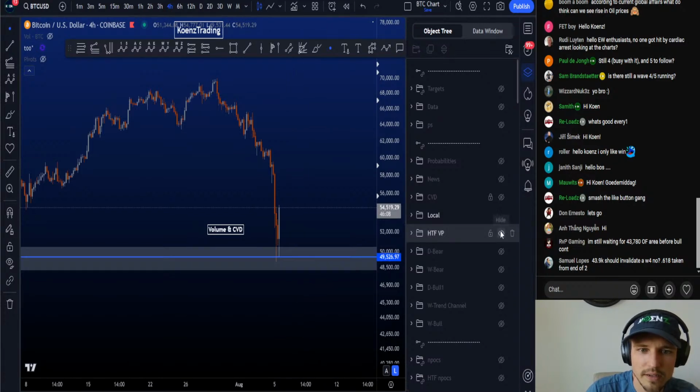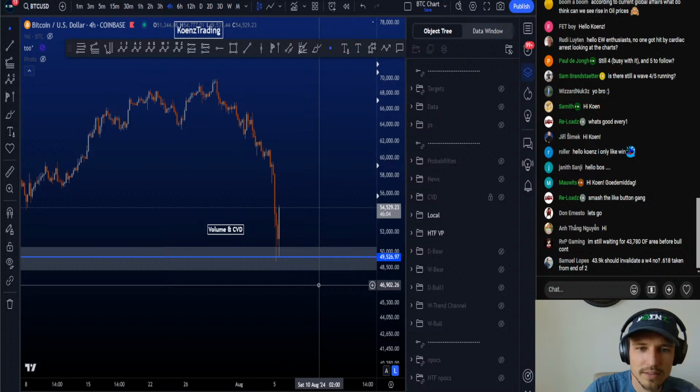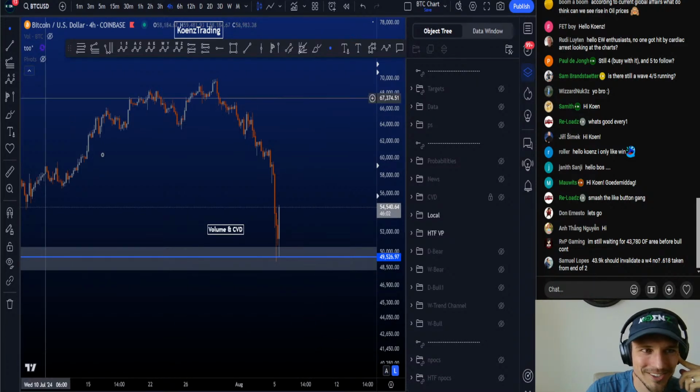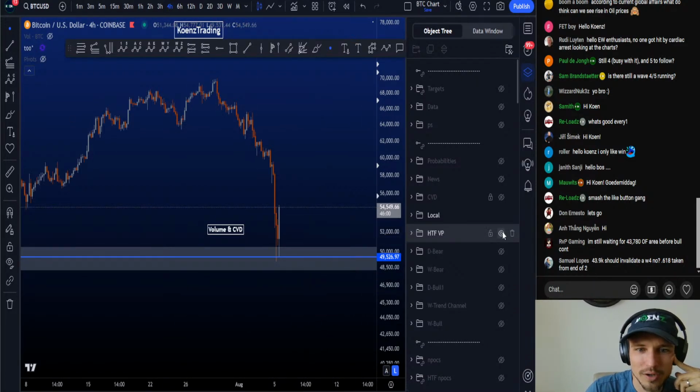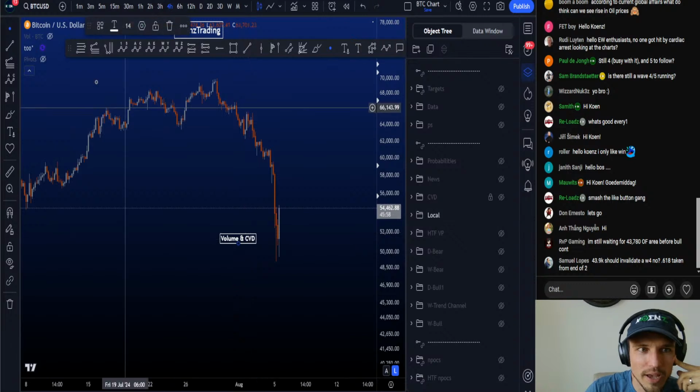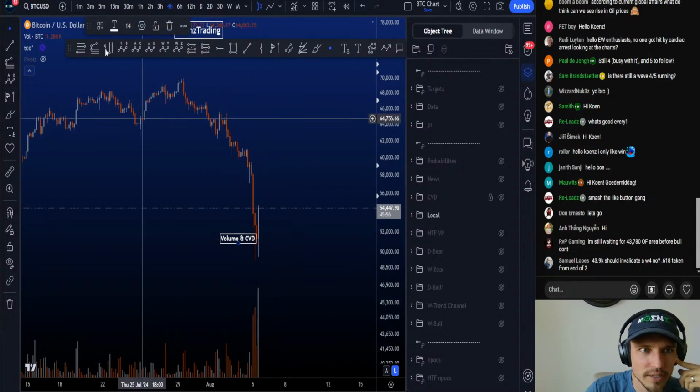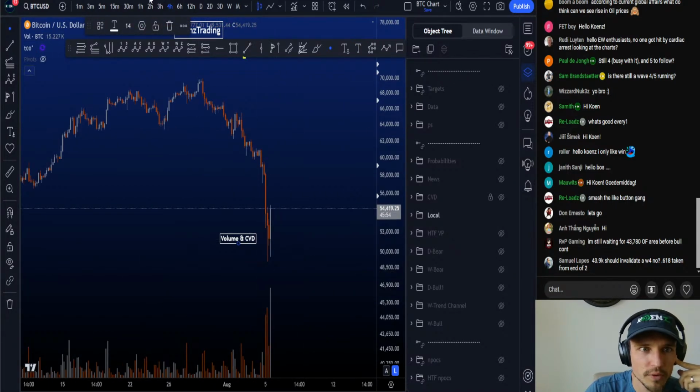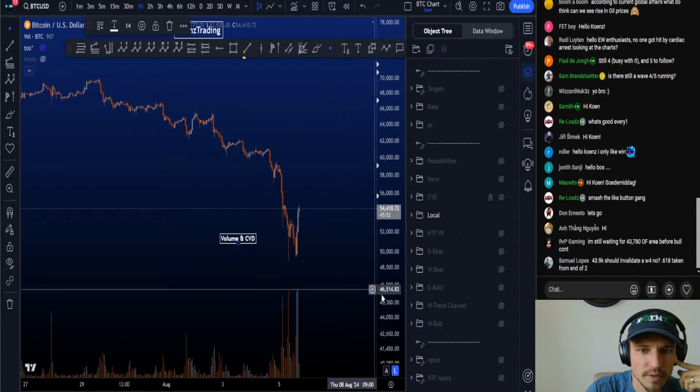We tested that value area high. Look how nicely, by the way, this is respected. God, I love technical analysis. So very, very nice. And we have a high amount of volume to the downside. Actually, also a high amount of volume to the upside. Let's go to the 1-hour time frame here.